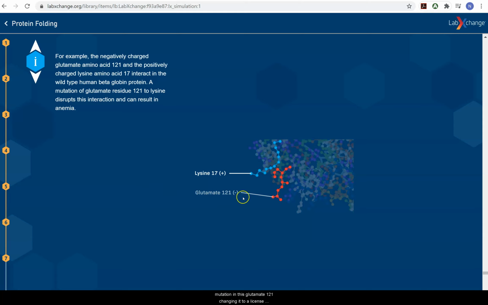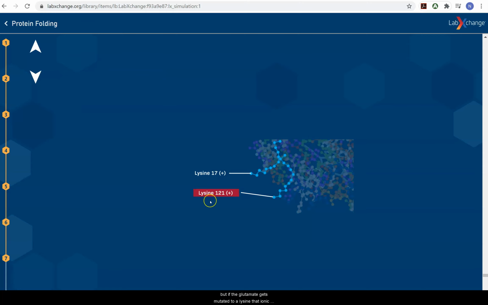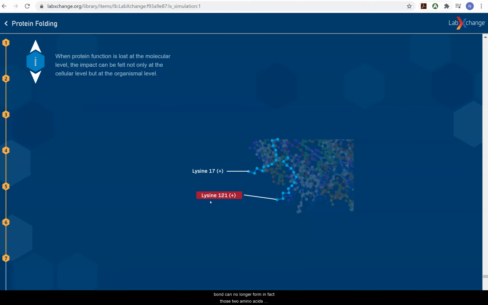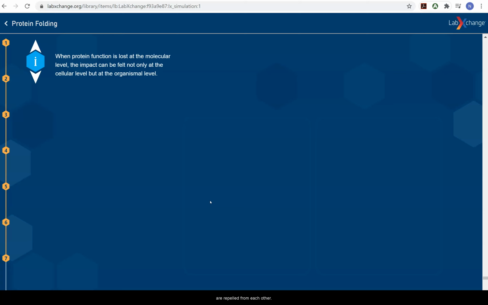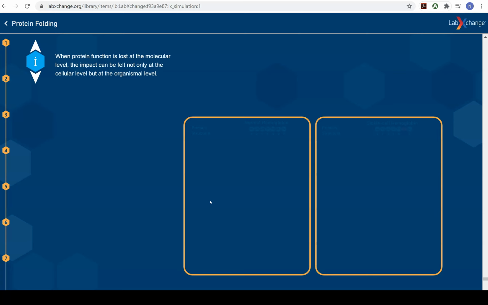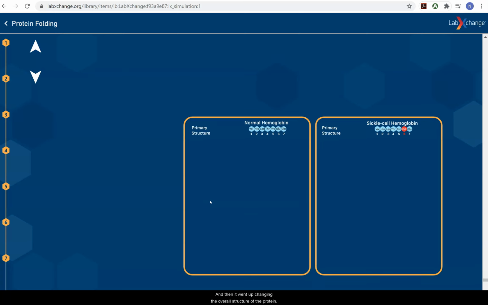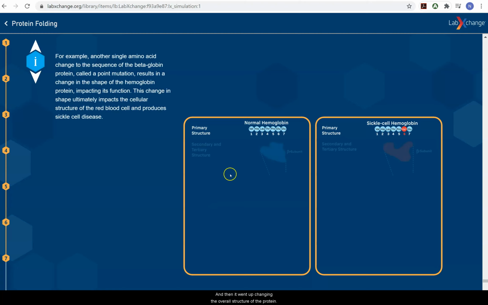But you can get a mutation in this glutamate 121, changing it to a lysine so that this interaction can no longer occur. So it was a charged interaction. So an ionic bond used to form here, but if the glutamate gets mutated to a lysine, that ionic bond can no longer form. In fact, those two amino acids are repelled from each other, and then it winds up changing the overall structure of the protein.